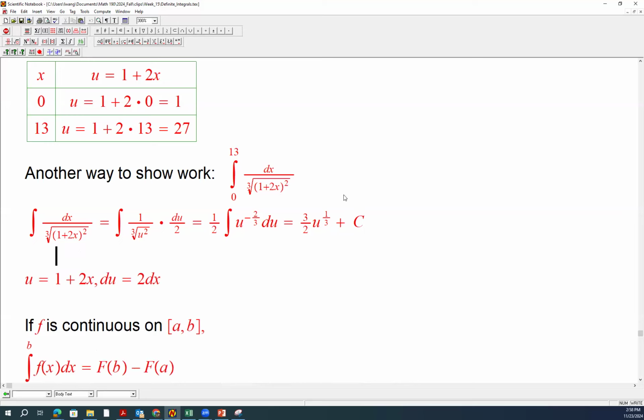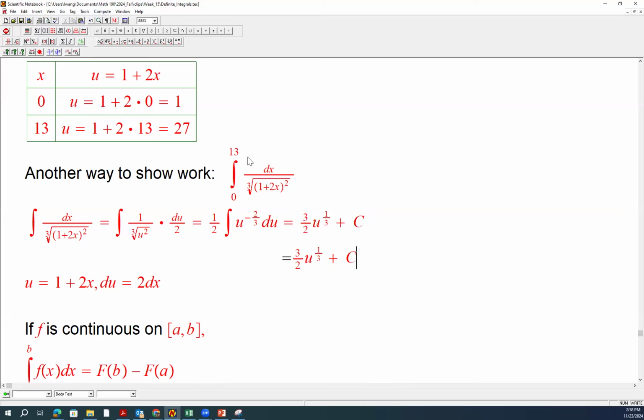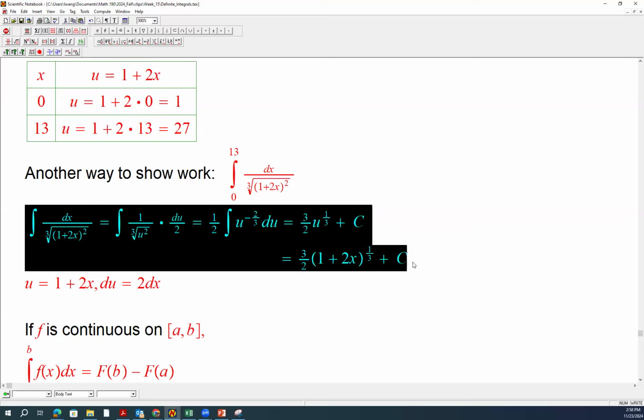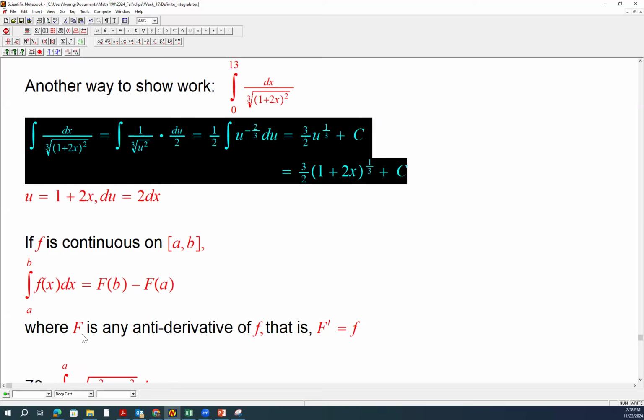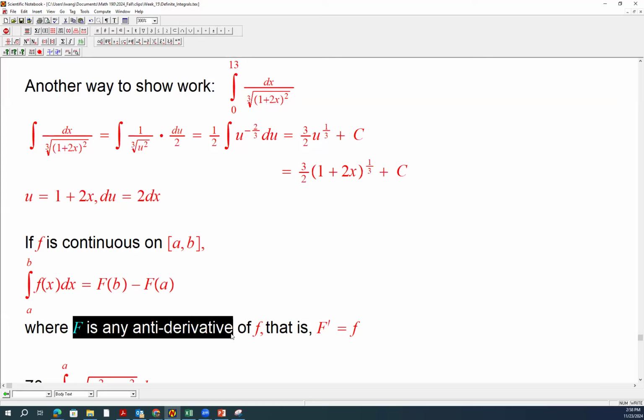And this is not done because we're going to have to bring u back. Okay, we're going to have to bring capital U back. Capital U equals 1 plus 2x. So 1 plus 2x. Boom. All right. So we're done with the indefinite integral part. The purpose of doing that is to find an antiderivative.